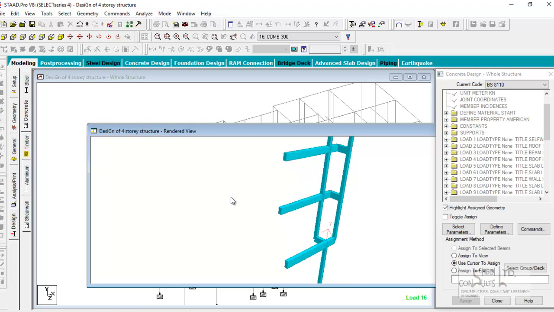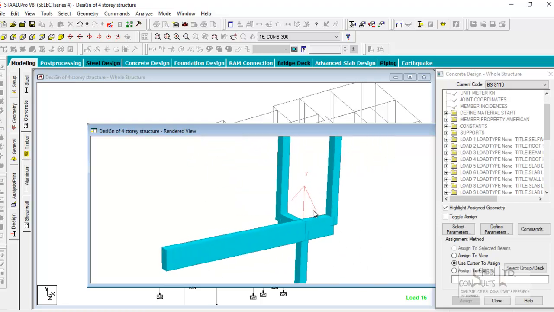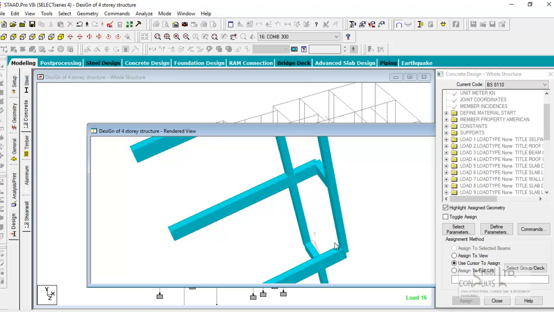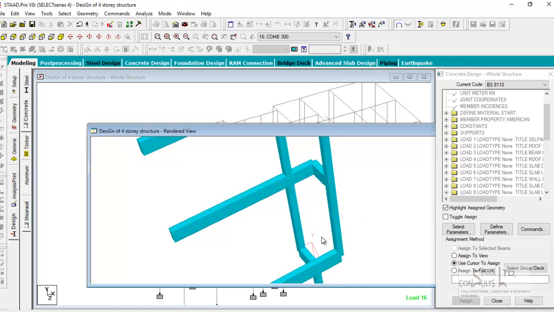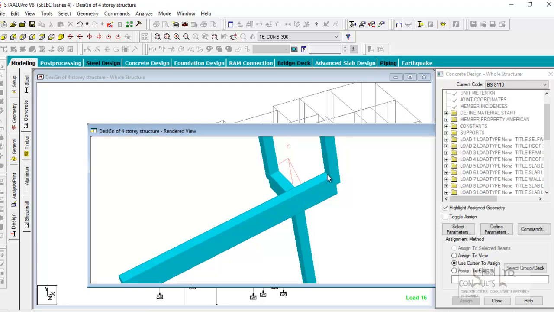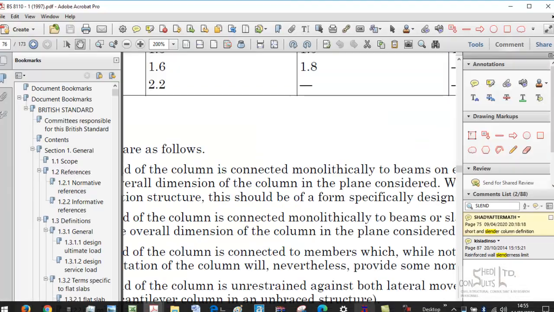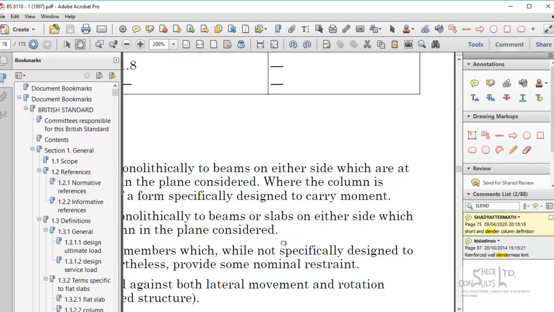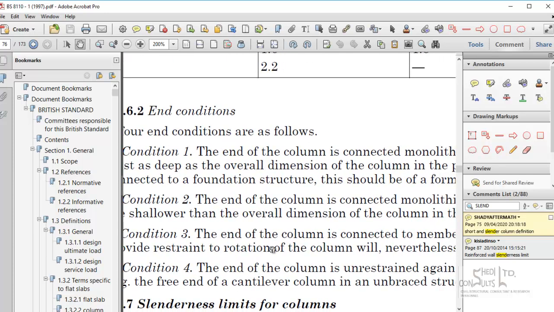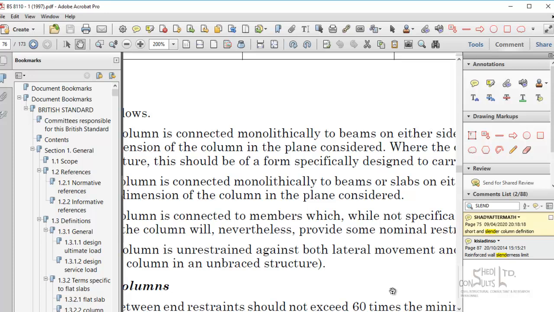Look at this column. This is a 230 by 230 column. It's saying that if you are considering bending in this direction, the dimension that pertains to this direction of bending is 230. It says the beam it is connected to must be at least as deep. Look at the English; the nomenclature is crucial. If the column is connected monolithically to beams on either side which are at least as deep as the overall dimension of the column in the plane considered.